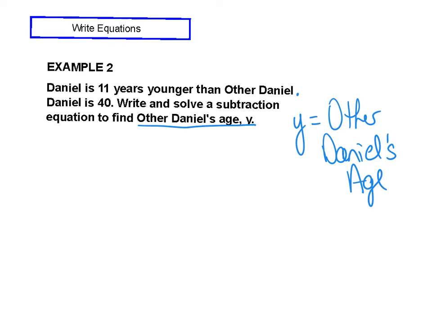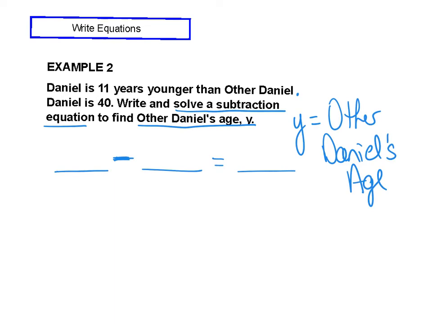So they gave us a hint here. They're telling us a subtraction equation, which helps. So I know that I'm not writing addition, because addition would be the math that I do to get the answer. That is not writing an equation to represent the situation. What I am going to do is just start with what I know. And I may have some blanks here. I know that I'm subtracting, so I'm putting a subtraction sign there. I'm putting a blank, equal, and a blank. Okay? And I'm going to start filling it in with what I know. Daniel is 11 years younger than other Daniel. All right?